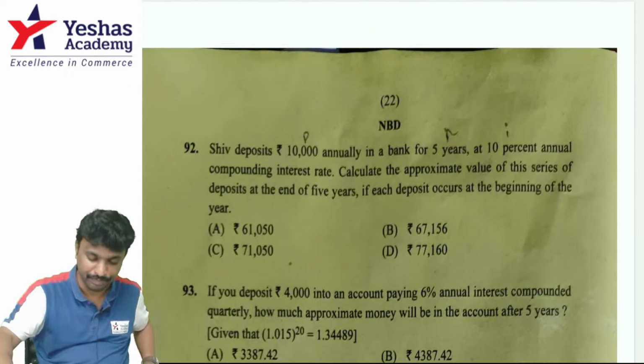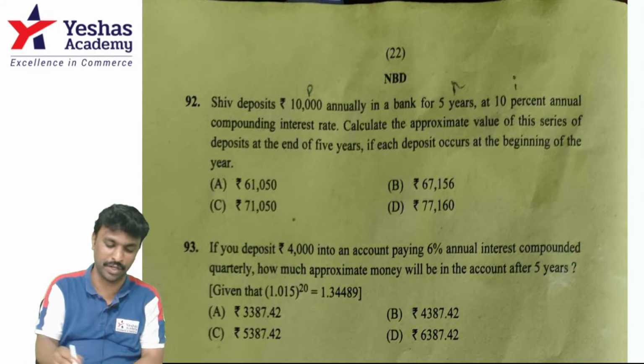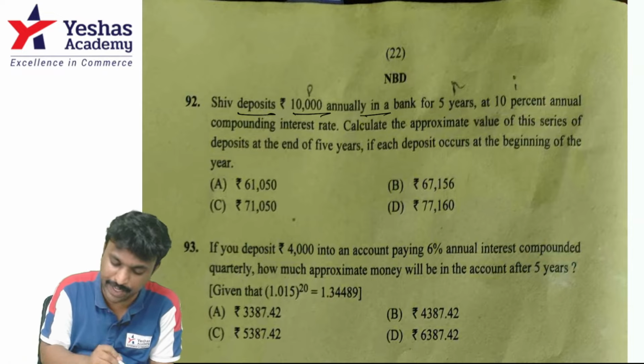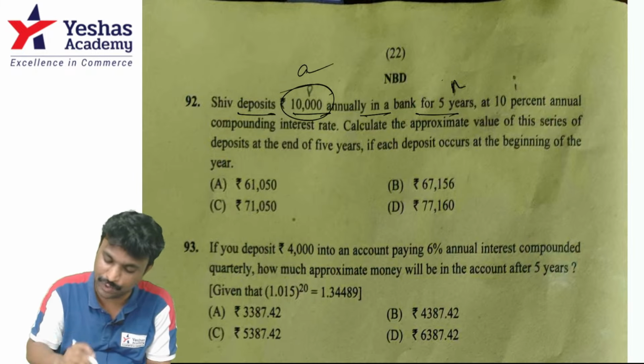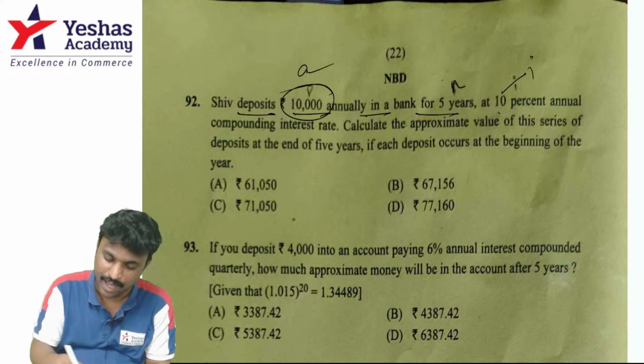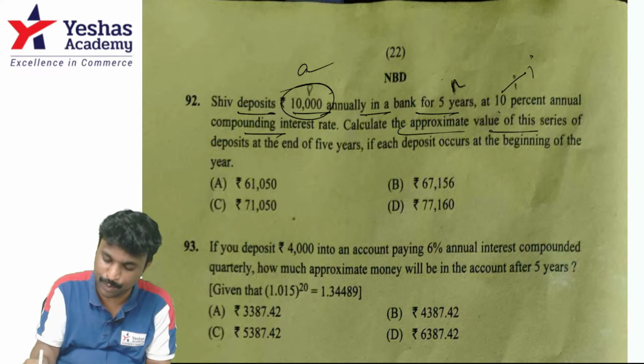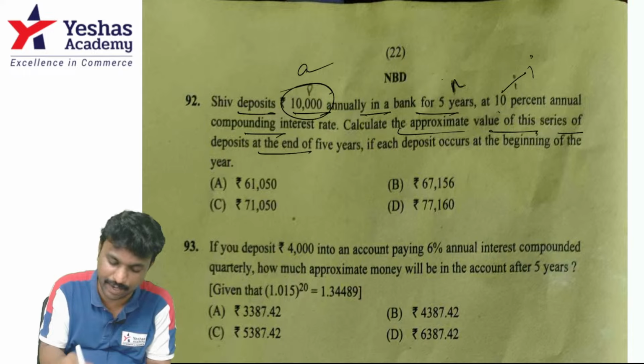Have you all understood? Guys, moving on to the 92nd question. Shiv deposits 10,000 annually. That means 10,000 is the annuity in a bank for 5 years. So N is equal to 5. I is 10%. And what we need to find out is to calculate the approximate value of the series of deposits at the end of 5 years.